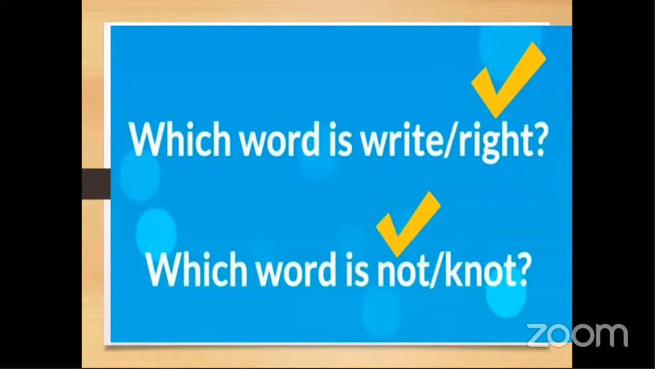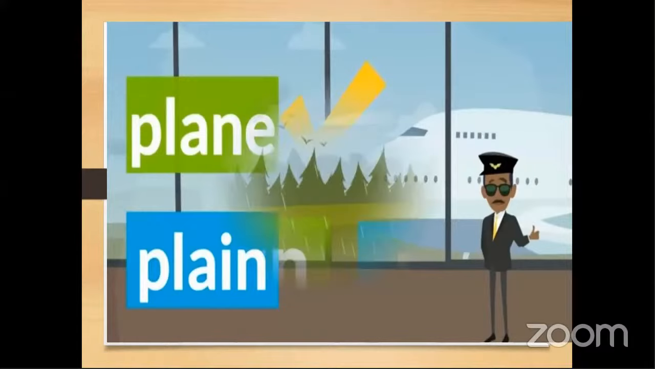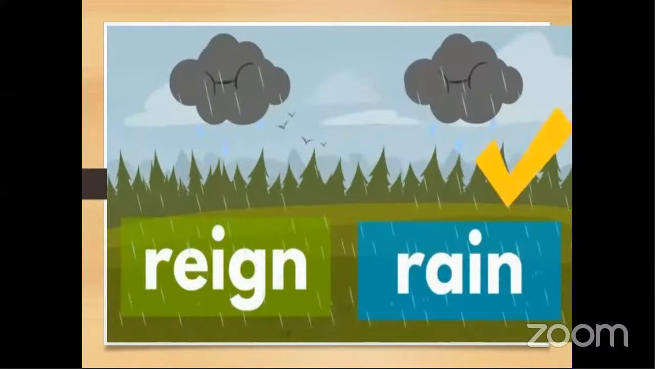R-I-G-H-T is the correct answer. So, you only say the spelling of the tick mark. Which word is not or knot? N-O-T, not. Very good. Which word is P-L-A-N-E, plane, or P-L-A-I-N, plain? P-L-A-N-E, plane. Very good. Now, R-E-I-G-N, reign, or R-A-I-N, rain?